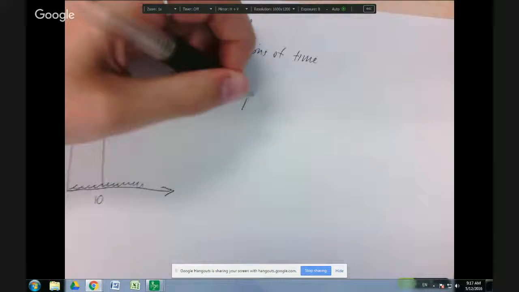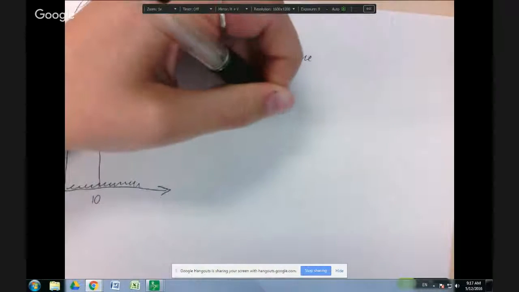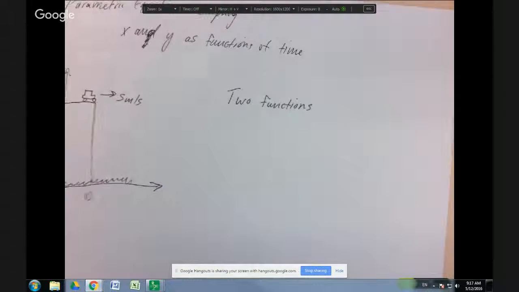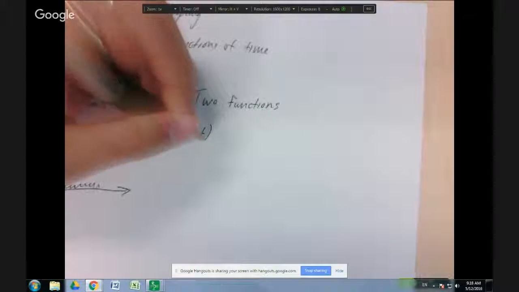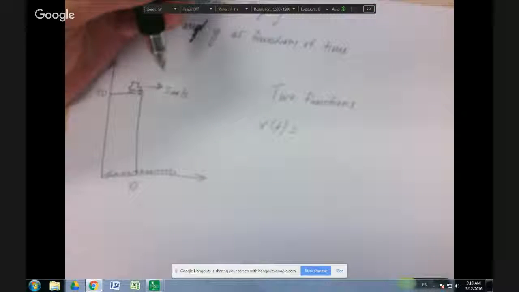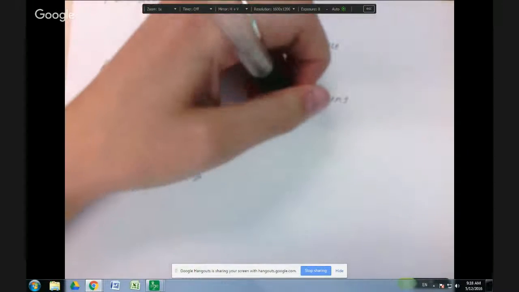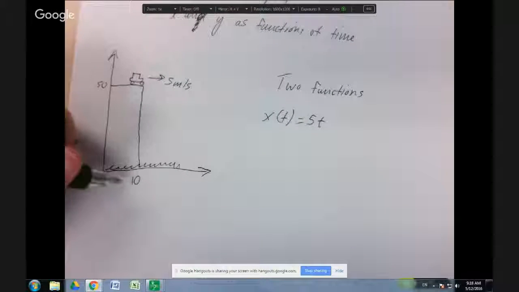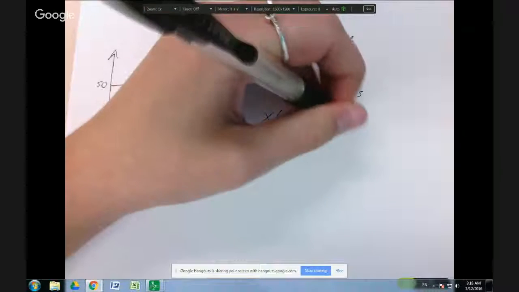So we're going to have two functions that are going to help us show our path of the car falling into the water. And they're both going to be in relation to time. So we have our x of t. And how we create our x of t is we have our velocity times time. Our velocity is 5 meters per second. So we have 5 times t. Then we have our starting point on the x coordinate, which is 10. So we do plus 10.